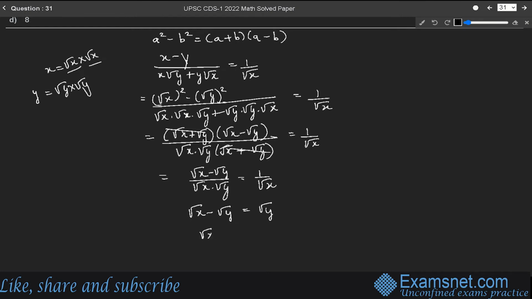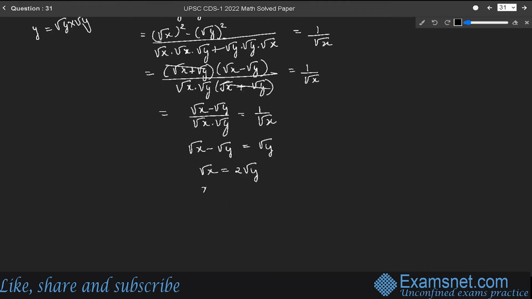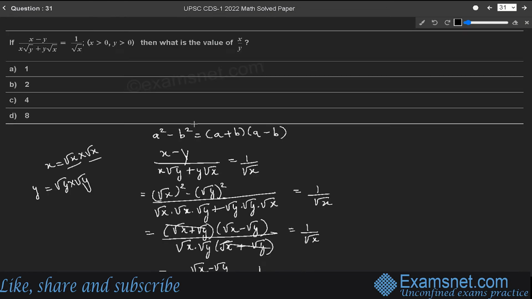We can say that root x is equal to 2 root y. Now on squaring both the sides, we will get x is equal to 4y, or we can say that x by y is equal to 4. So the value of x by y is 4 here. So the correct option for this question is option number C, which is 4.